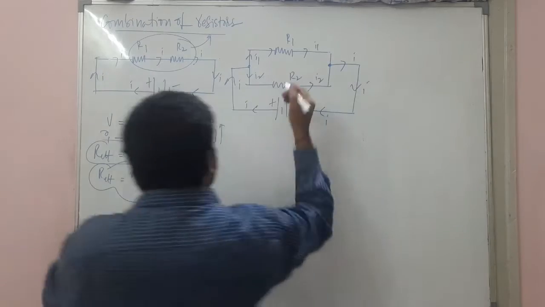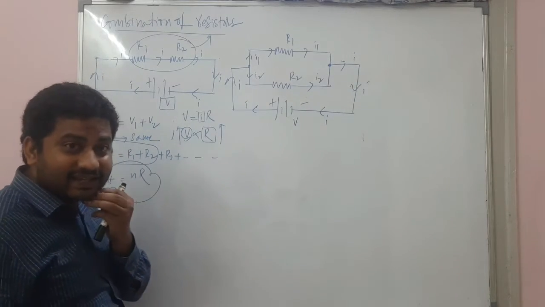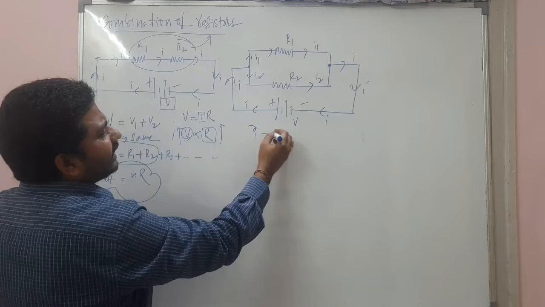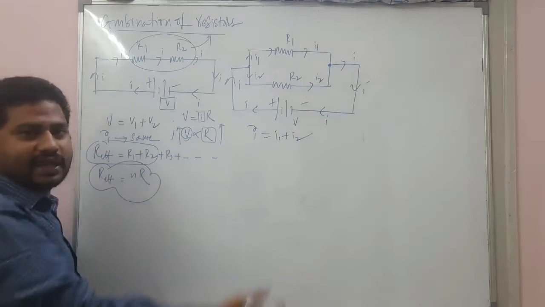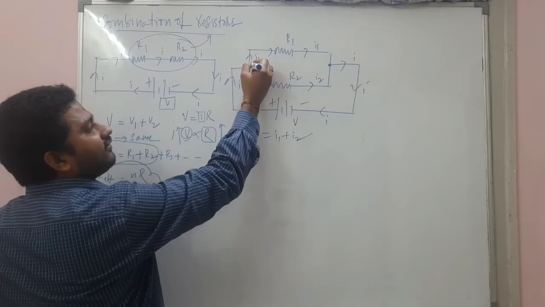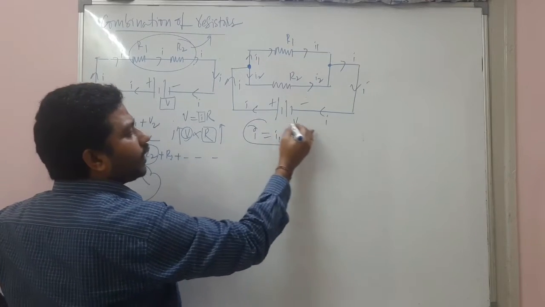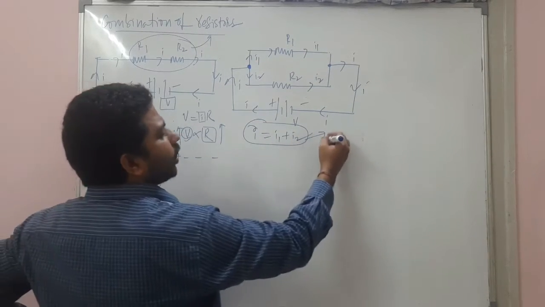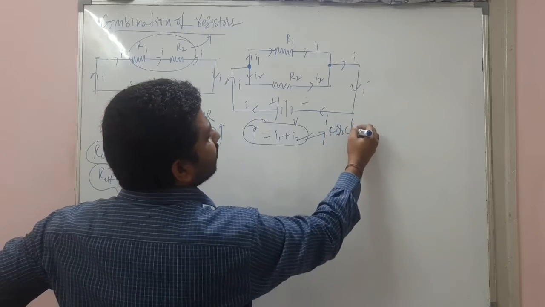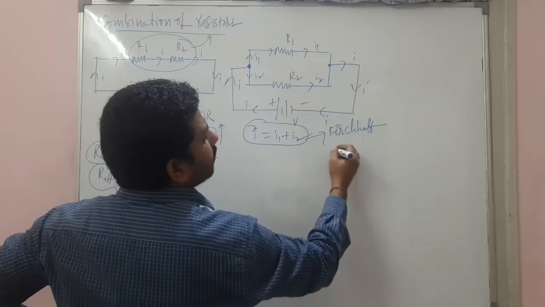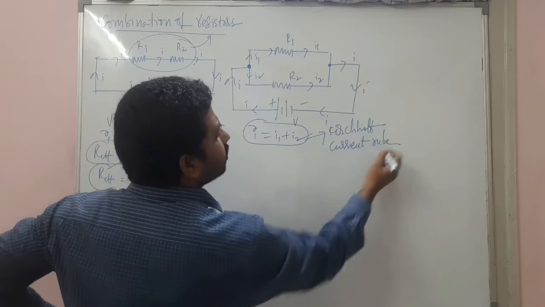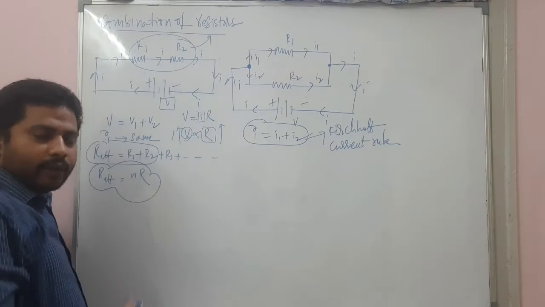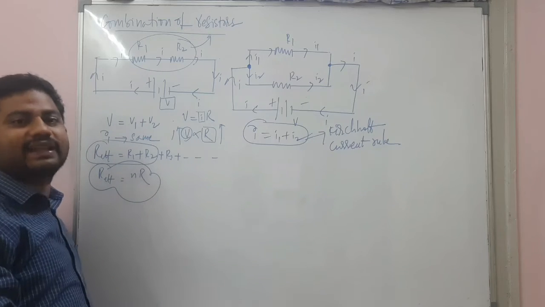All right. Now, in this case, observe, the total current is divided into two branches. That means I is equal to I1 plus I2. And at this junction, we are using this I is equal to I1 plus I2. And this is also called Kirchhoff's current rule or Kirchhoff's junction rule. About Kirchhoff's laws, we'll be discussing in the next classes.